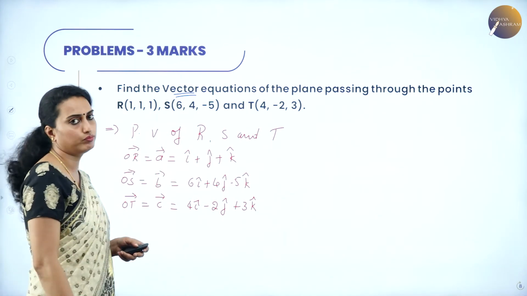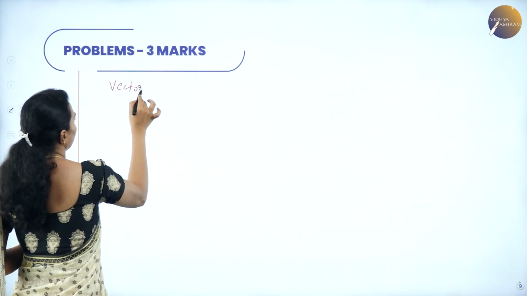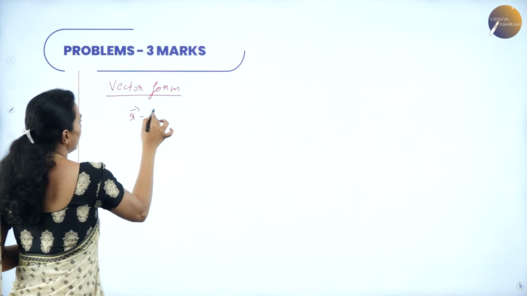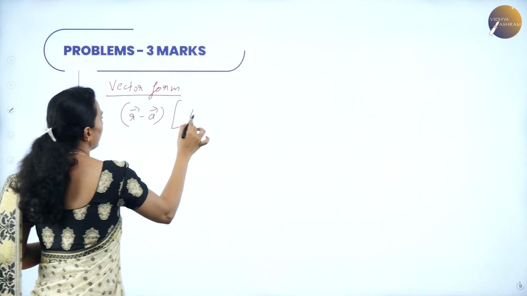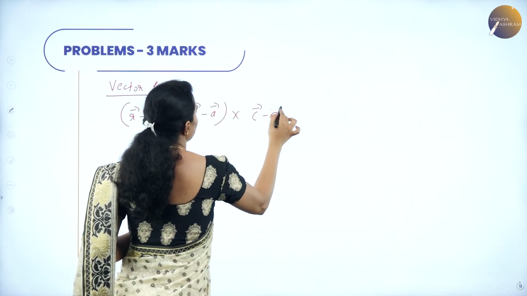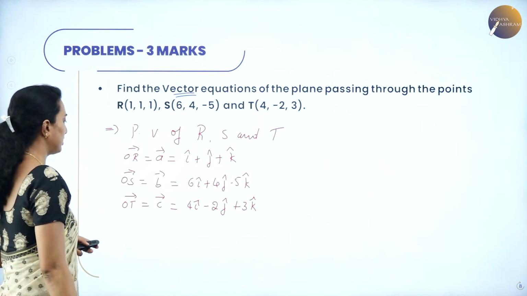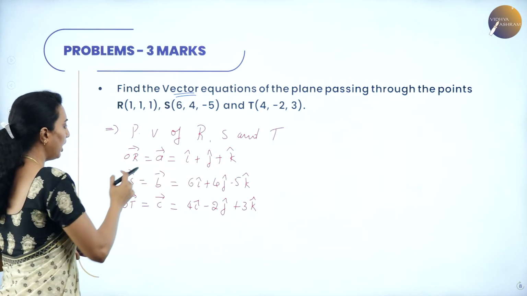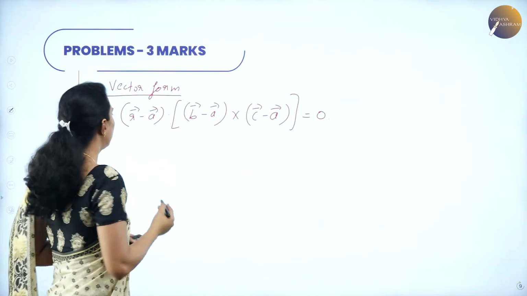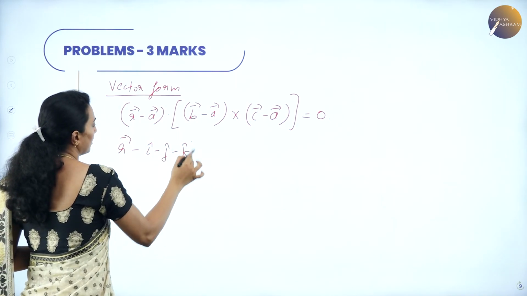Now, what is the vector form? The vector form is given by (R vector minus A vector) dot the cross product of (B vector minus A vector) cross (C vector minus A vector) equal to 0. Now, what is R vector minus A vector? Everything here will come with a minus, because everything you have is in plus. So R vector minus i minus j minus k.